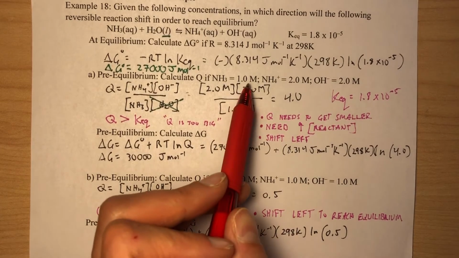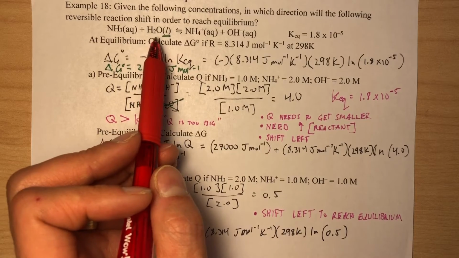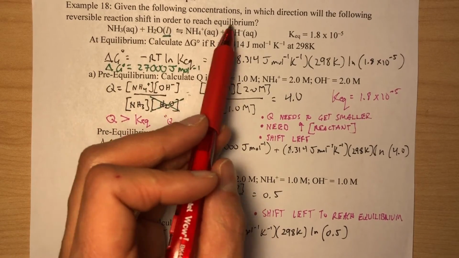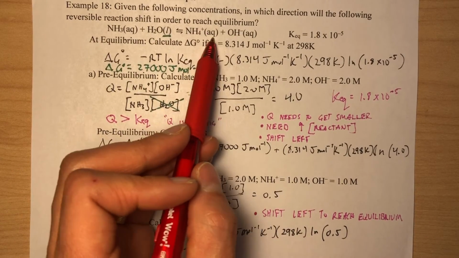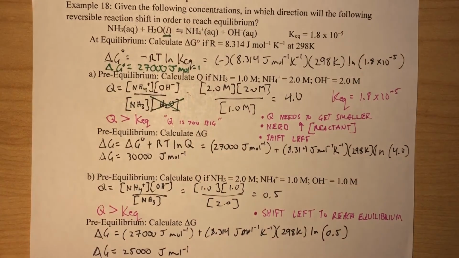So in this situation where we have 1 molar, 2 molar, and 2 molar, we have too much product. Our Q is too large, so we have to shift to the left in order to establish equilibrium.